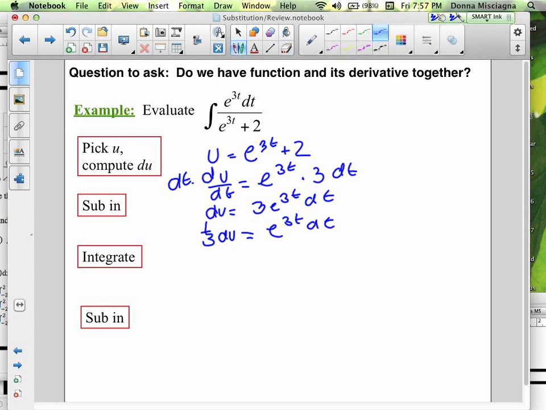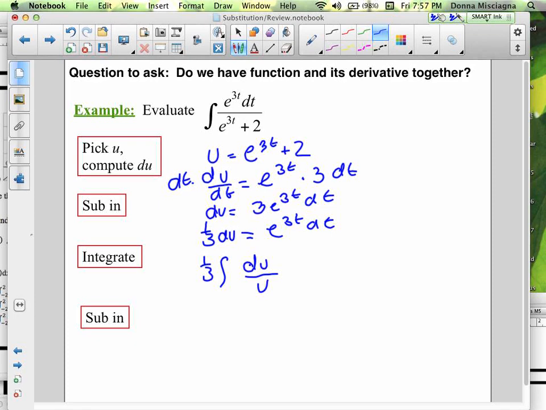All right, so my integral is going to be 1 over u, so I'm just going to put du there. Instead of 1 over u times du, I'm just going to put du over u. And now we're going to take the integral of that.